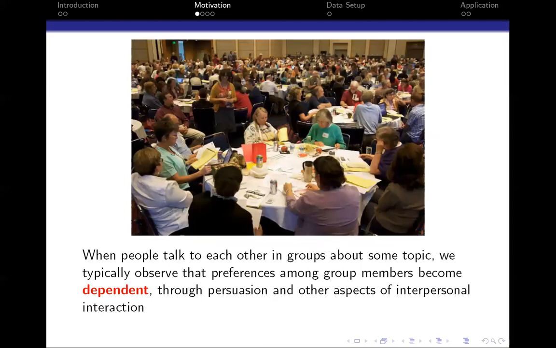Okay, to think about the motivation of why we want to have a model of dependence, why we want to apply a model of dependence to small group research. If you think about it, just intuitively, whenever people are talking to each other in a small group or interacting in some way, you're going to end up seeing dependence in preferences among people within the same small group. So one way you might get that dependence is through a process of persuasion, right?